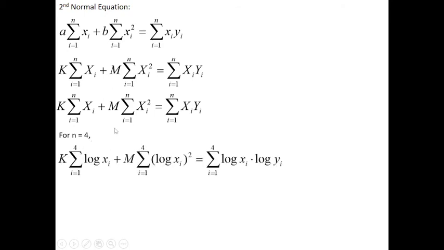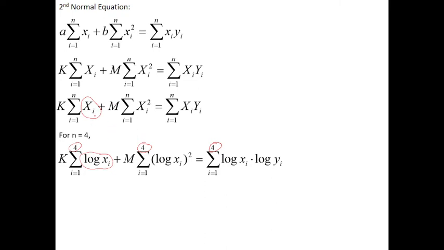And so we are able to simplify. So as you notice, it repeats. Okay, so in that case, for n equals 4, we have now this. So we have k summation. So we replace n by 4, and now it becomes 4. And also we replace x sub i in terms of log x sub i.